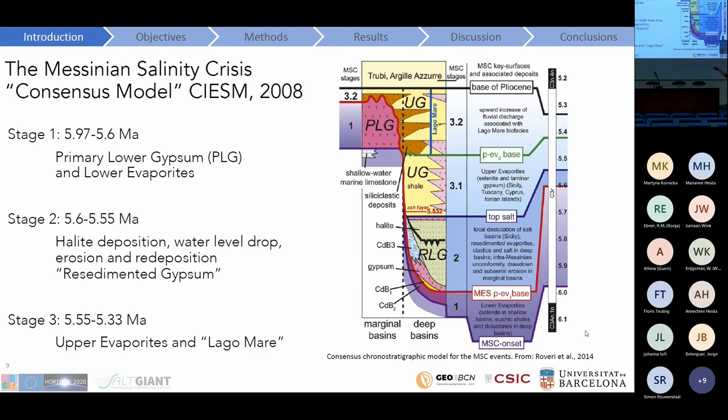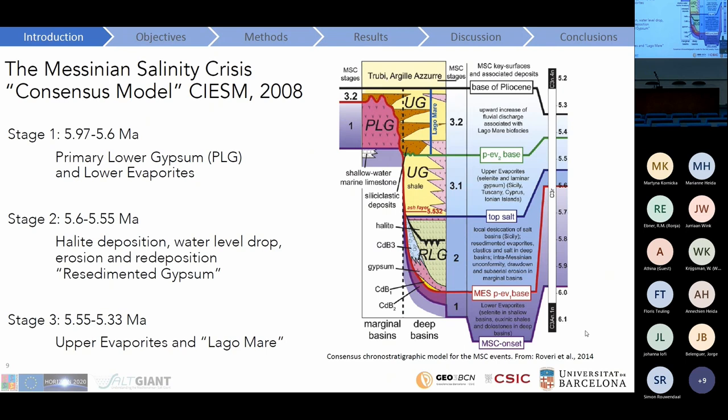So in this way, we have the dating of stage one, which would have lasted around 370,000 years, and during which we have the deposition of the primary lower gypsum onshore and lower evaporites in the deeper basin, although these have not been really sampled directly. And then we have stage two, which onshore is represented by a 50,000 year stratigraphic gap. And this is where it's believed the halite deposition in the deep basin took place, as well as when a water level drop is believed to have been taking place. So the primary lower gypsum in this stage would have really been confined in the basin.